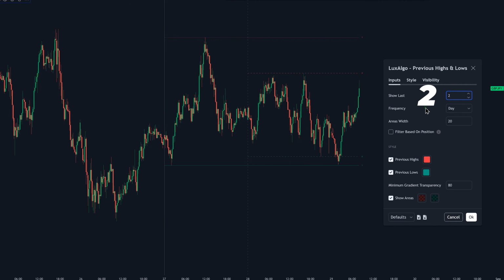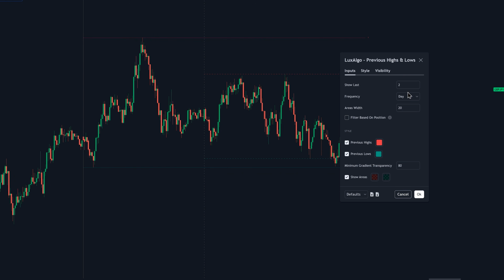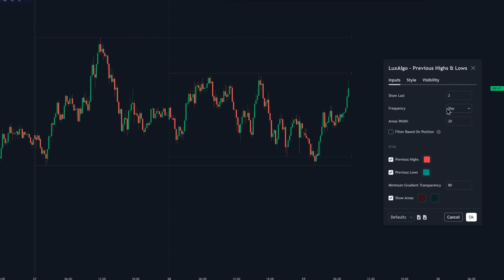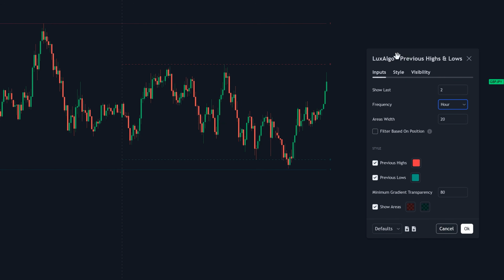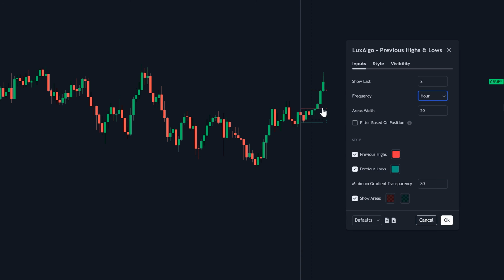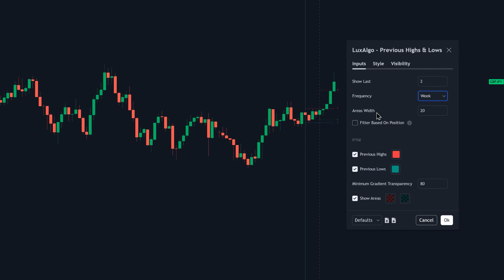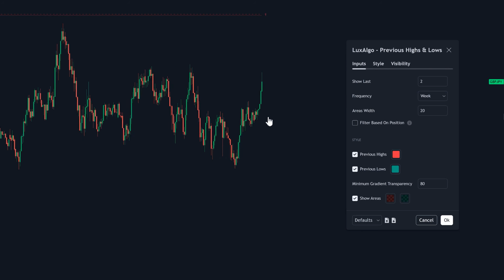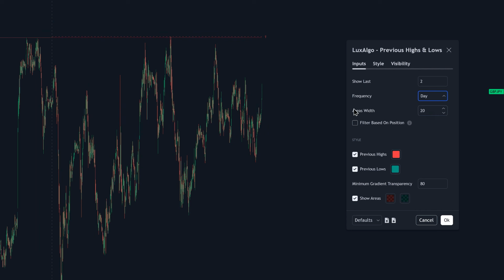Now, you have to remember that this is only termed as days because we've chosen the frequency to be the 1-day time frame. But if we click right here, you can see that we can also have the frequency of 1 hour, which means this is going to show the highs and lows of the last 2 hours. And then, if it's on a weekly frequency, this is going to be showing the highs and lows of the last 2 weeks. For this video, I'm going to stick with the daily time frame because it's more common.